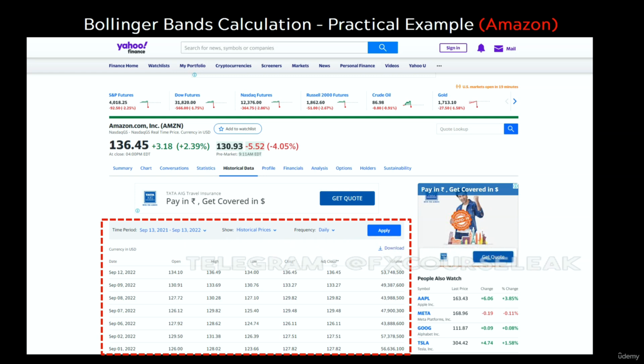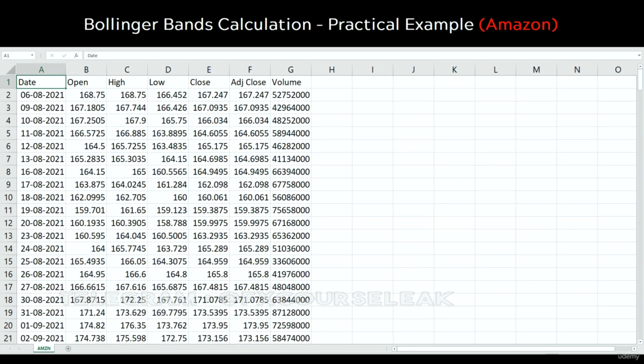For this, just download the historical data file from Yahoo Finance or any other website. And the downloaded file will look somewhat like this. So I have this 1 month data here. Now we only require date and closing price for calculation of Bollinger Bands.